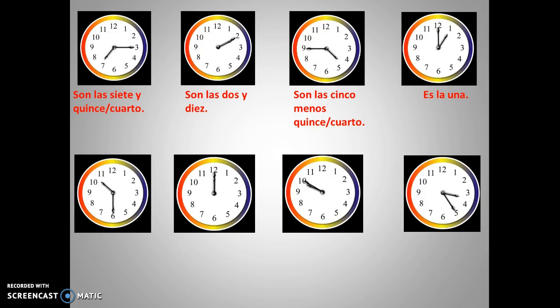10:30, halfway between 10 and 11. So you're going to say son las diez y media. 12 o'clock on the button, son las doce. 10 minutes till 10. Son las diez menos diez.